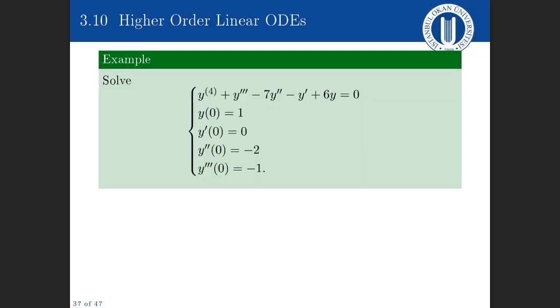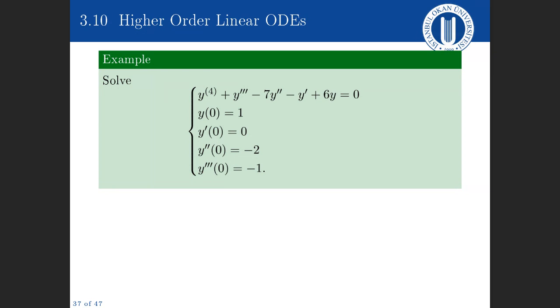So for example, the first problem I want to solve is 4 derivatives of y plus y triple prime minus 7y double prime minus y prime plus 6y is equal to 0 with these initial conditions. This is a fourth order differential equation, so we need to have 4 initial conditions. The number of initial conditions is always going to be the same as the order of the differential equation.